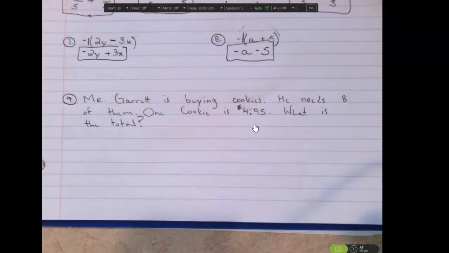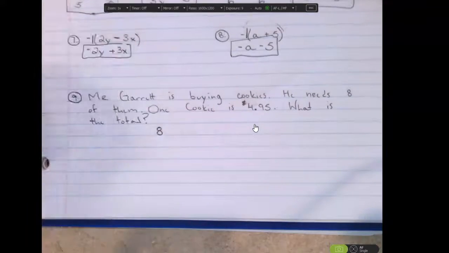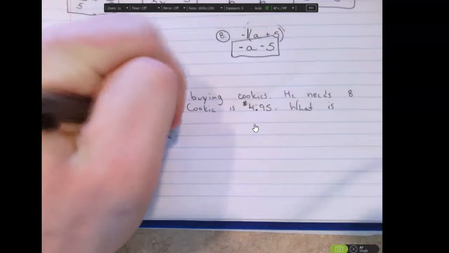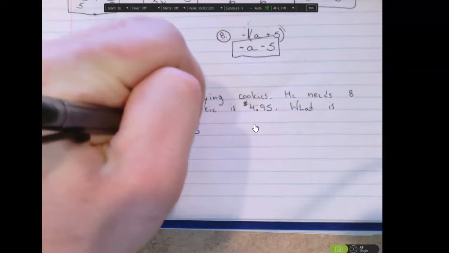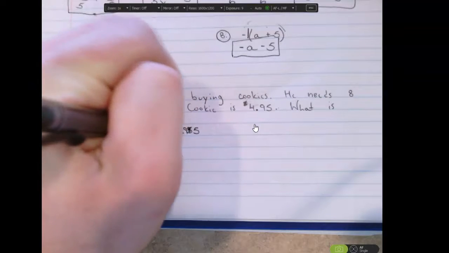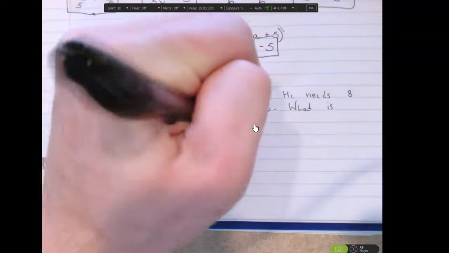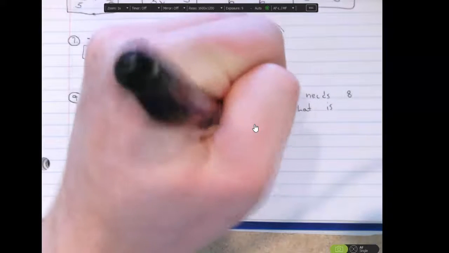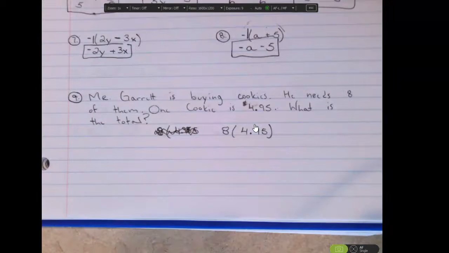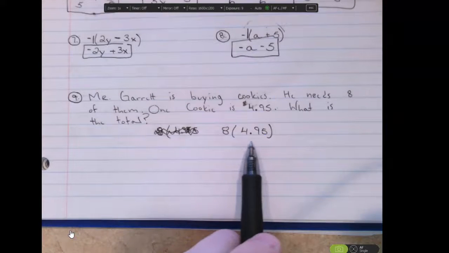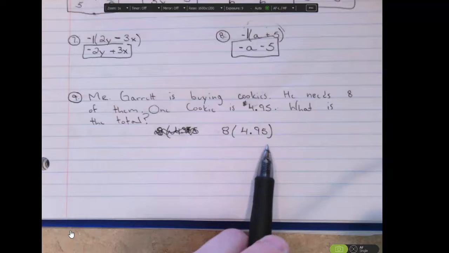Now, every single one of you in this class, I asked you to tell me what the total is. You should be able to tell me that I'm going to do 8 times 4.95. That's because one cookie costs $4.95, and I'm buying 8 of them. You guys are bright young 7th graders. You should know this part.